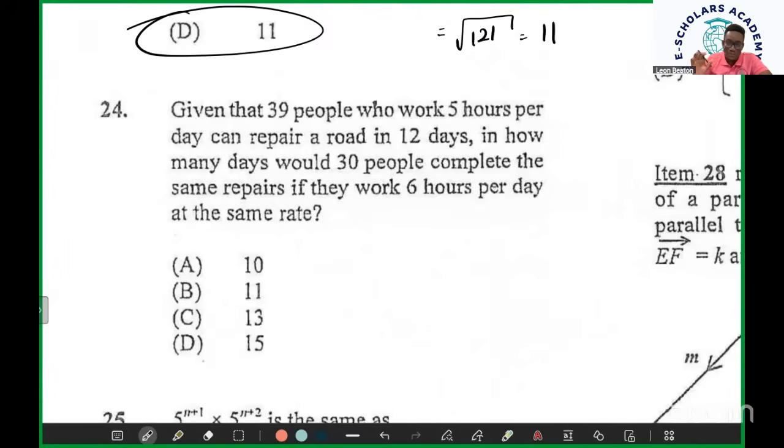Yeah, we want to attach a value to the amount of work that has to be done. So we have 39 people, 5 hours per day, and 12 days. So let's multiply all of those things. All right, 39 times 5.